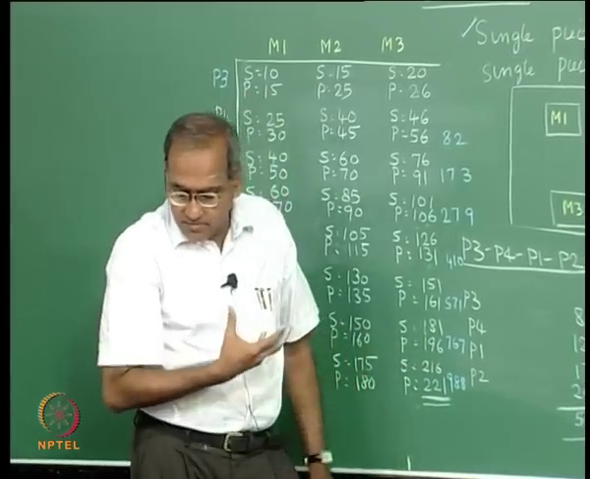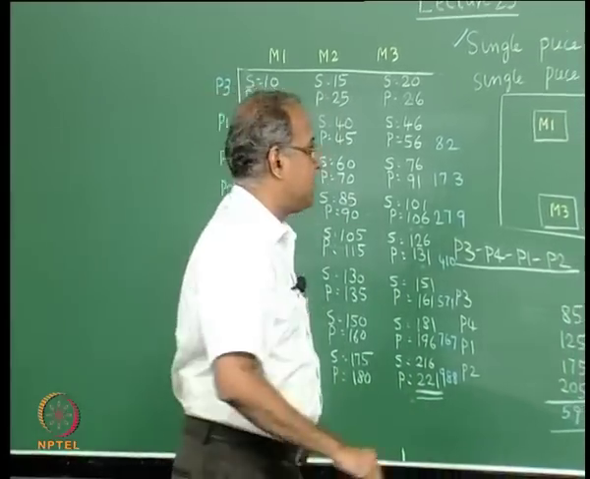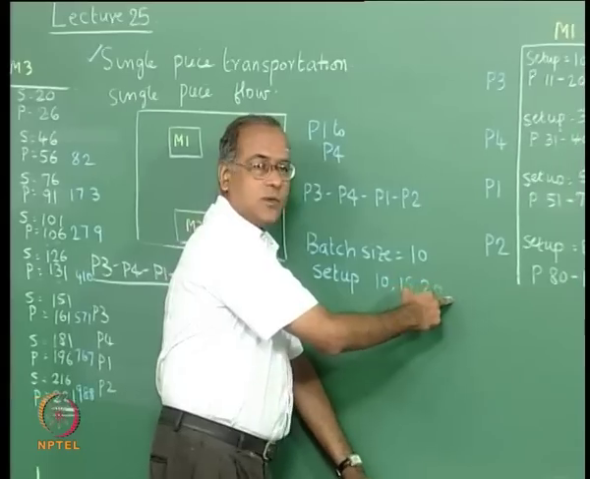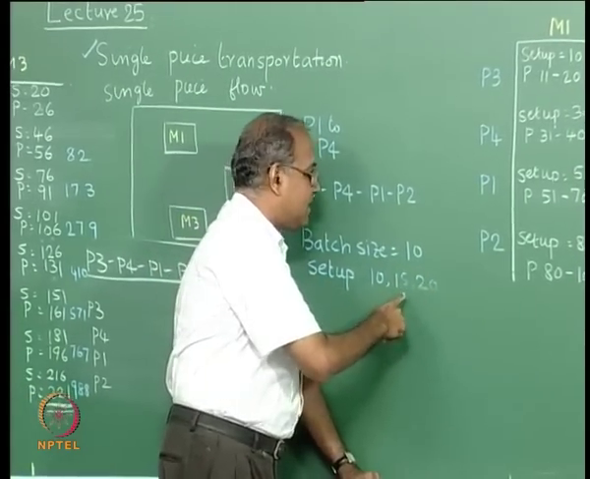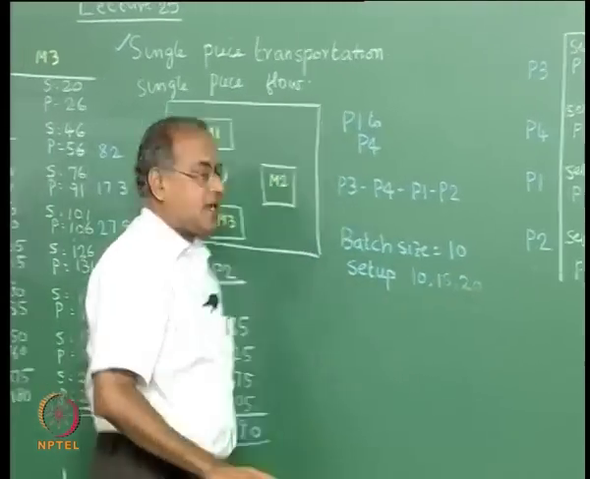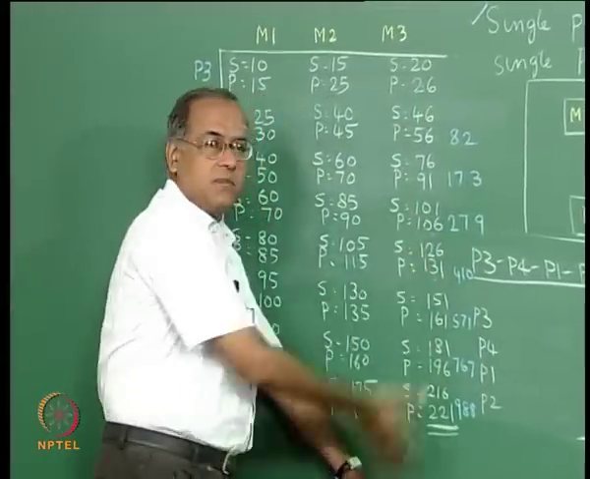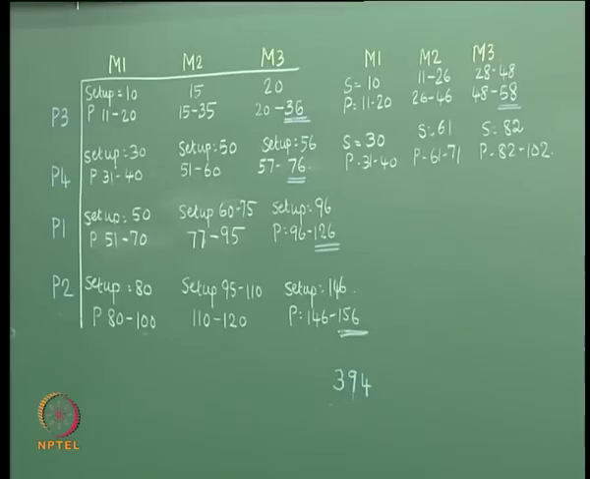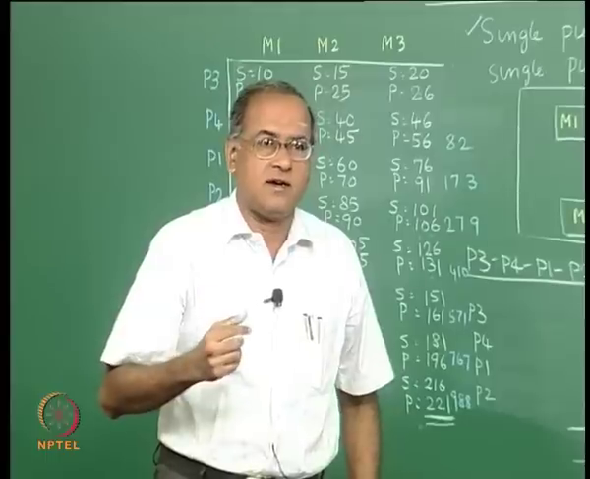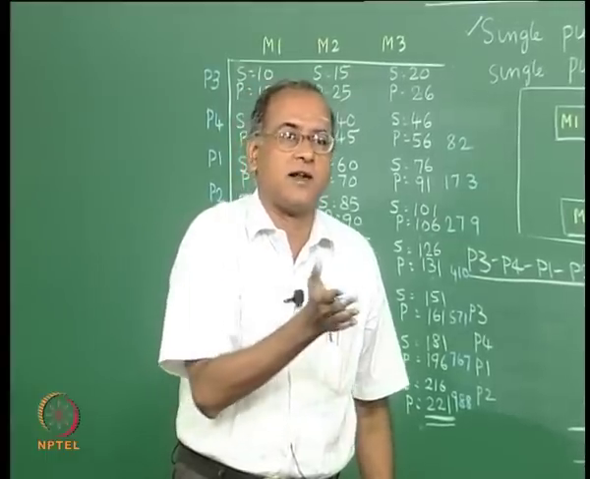So, if we do something to bring down the setup time, instead of 10, 15, 20, if we do something to bring it down to say 5, 10 and 10, then you realize that this number would come closer to the 156. So, when the setup times are smaller, we will be able to have small runs.